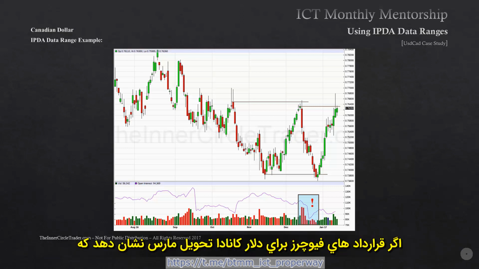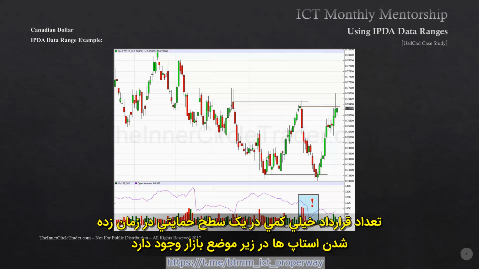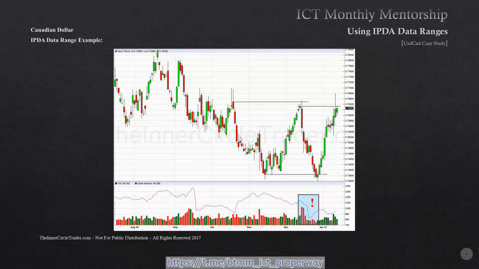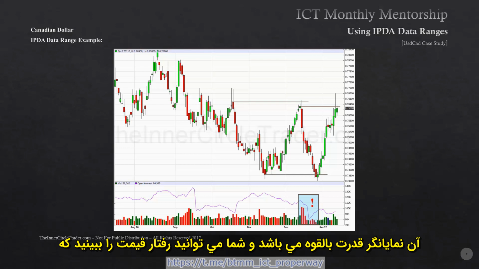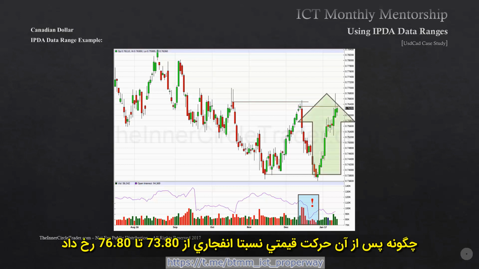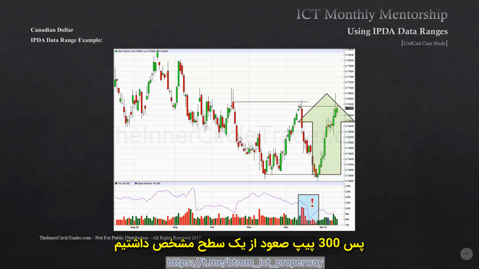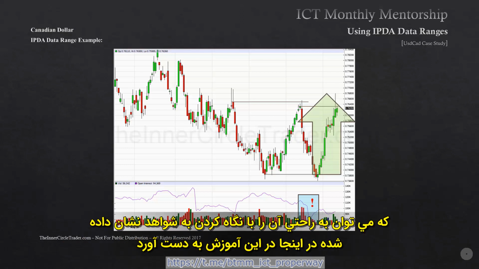If the futures contract for the Canadian dollar March contract delivery is indicating very low open interest at a support level, at a time when the stops have been run out below the marketplace, that's indicating what? Potential strength. And you can see the price action that transpired after that. Rather explosive price move, from 73.80 all the way up to 76.80. So, a 300 pip move up from one specific level that could be easily derived by looking at the evidence we've shown here in this teaching.